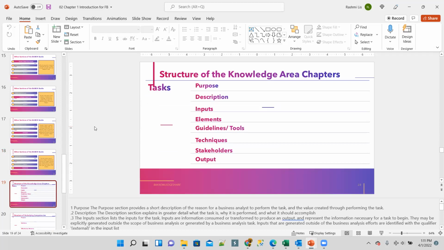So within the knowledge area chapters, you'll notice that they're broken down in a specific way. Each knowledge area is split up into different tasks, and each task has a purpose, a description, inputs, elements, guidelines and tools, techniques, stakeholders, and outputs. So it's always structured in a certain way.